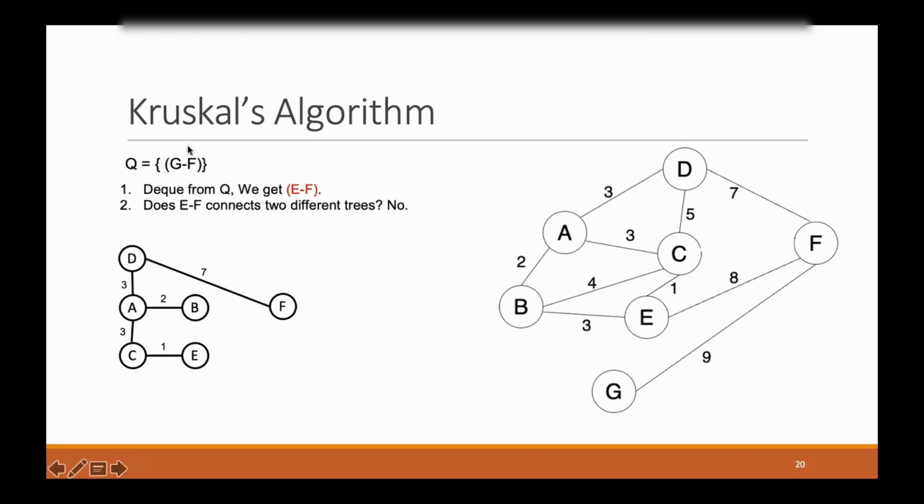Next, we dequeue again, we get EF. We ask the same question. Does EF connect two different trees? The answer is no, because E and F both are part of the same tree. So we're not going to include that in our forest.